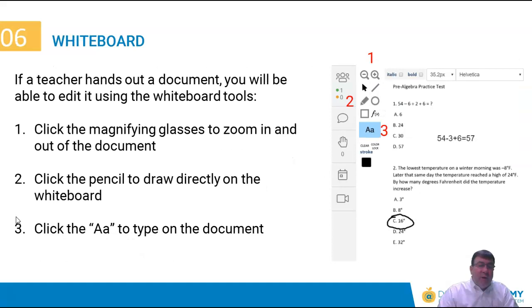If the teacher hands out a whiteboard or a document, you'll have the whiteboard controls that you can use to edit a document and write on it. To zoom in and out, click the plus and the minus buttons at the top. To write with a pen, freeform, click the pen. You can also click the straight line, the circle, or the square. To type, click the AA button. Click on the document and then type in the box that comes up. You can change the color of the text by clicking that black box at the bottom and picking a different color. These are all of the main features for the online classroom.